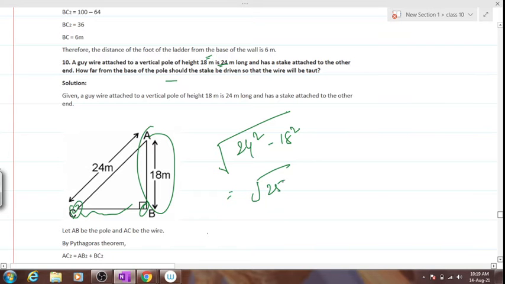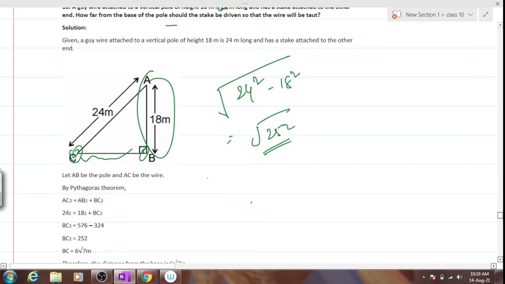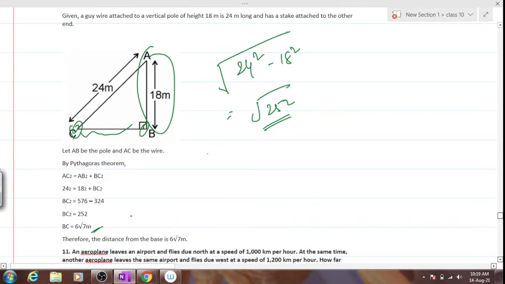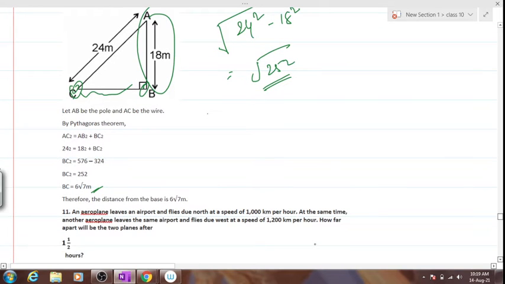Are you getting 252 as the answer? Root over 252, which can be written as 6 root 7. How many have got this answer? No? You should have told me, na? Make sure the diagram is drawn properly. Is it clear? Now, people who are done with this will be trying out question number 11.